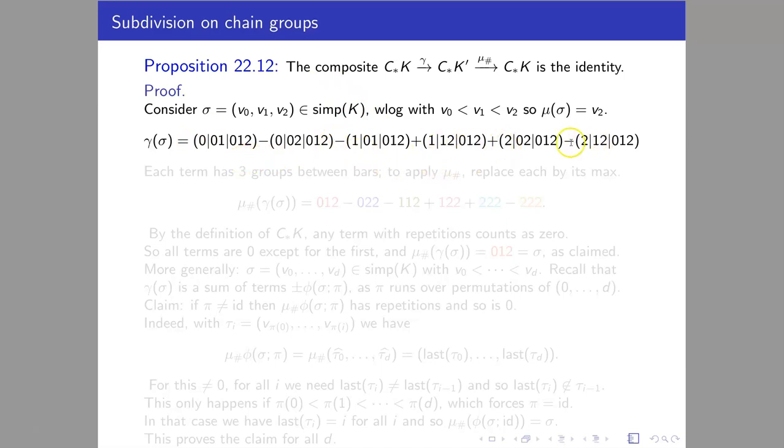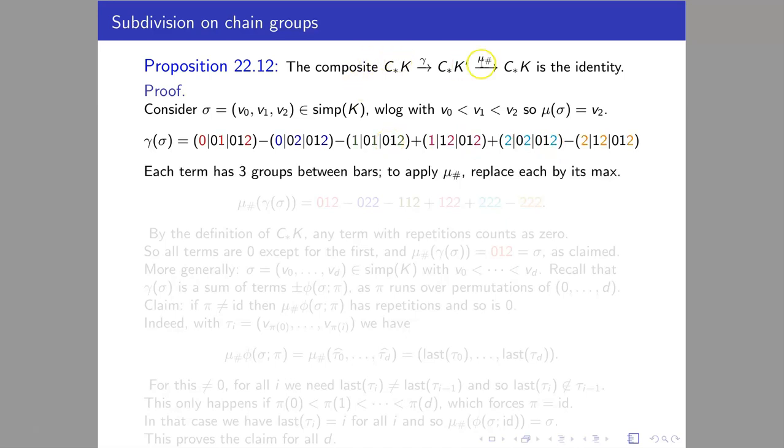Similarly, just look at this last one here. This is where we introduce 2 first, and then 1, and then 0. So that's an odd permutation of 0, 1, 2, so you get a minus sign. Okay, so here gamma sigma is a sum of 6 possible 2 simplices of the complex k prime.